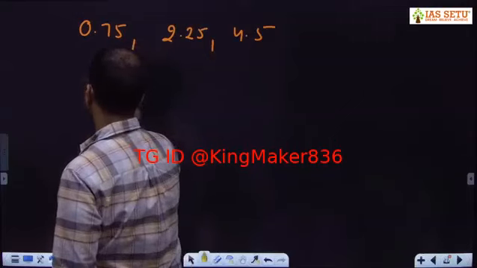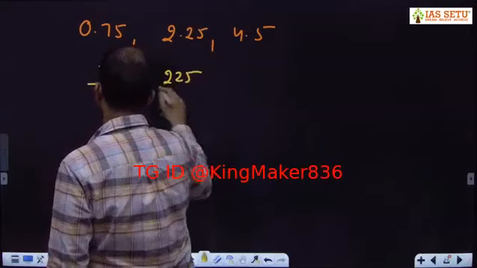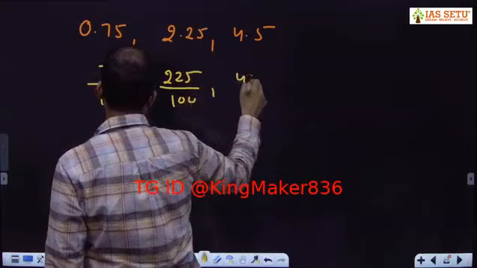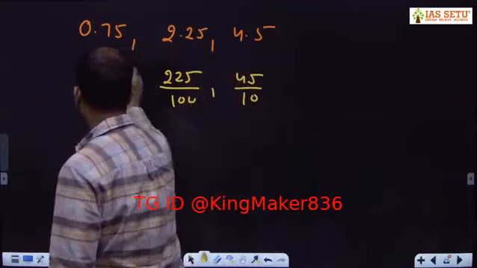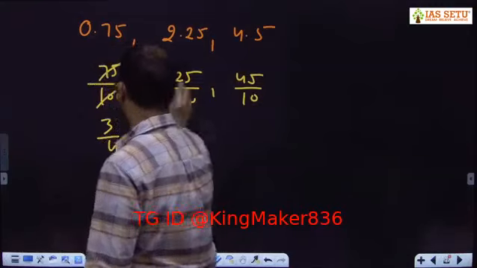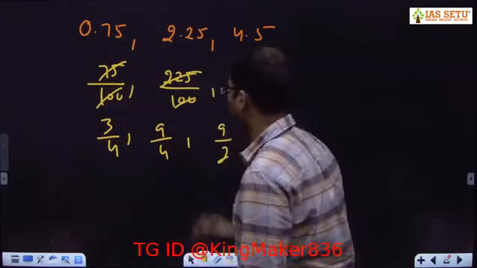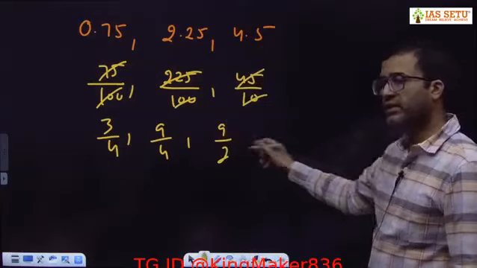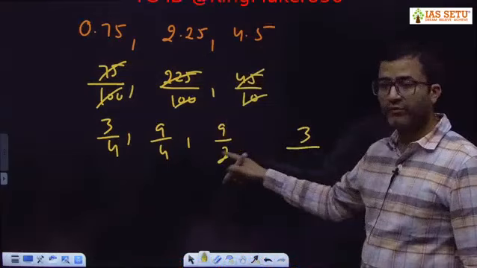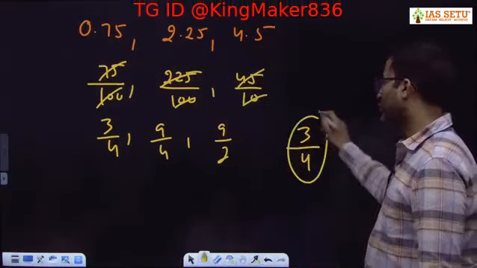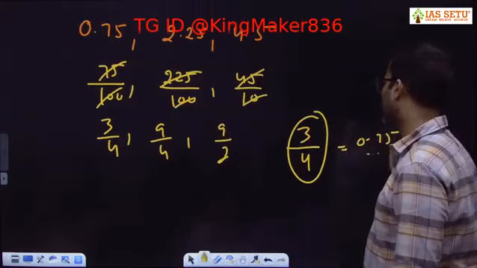75 upon 100, 225 upon 100, 45 by 10. This is 3 by 4, 9 by 4, 9 by 2. What is the HCF of 399? 3. What is the LCM of 442? 4. 3 by 4 or 0.7.